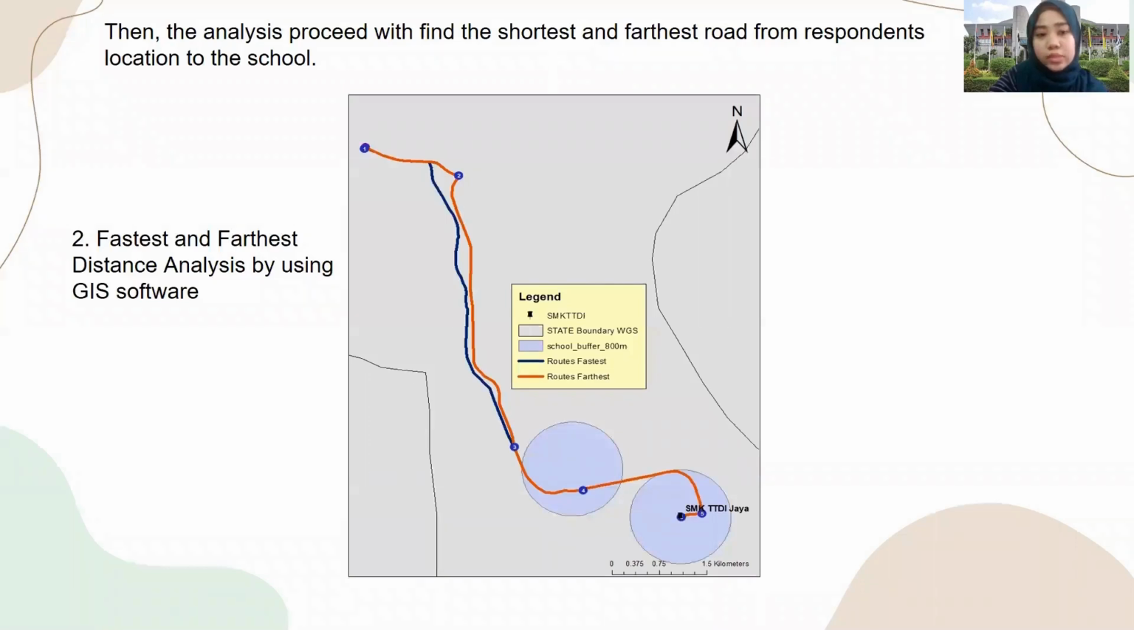Then as the analysis proceeds, we find the shortest and also the farthest distance from the respondent's location to the school. As you can see from this figure, the blue one is the fastest route, while the red one is the farthest route. For your information, the blue one is highway and the red one is the other way. And the number one is the location of the students and the school.